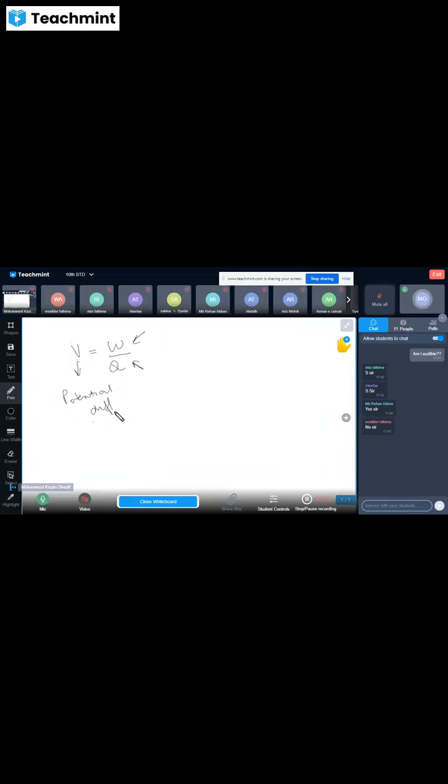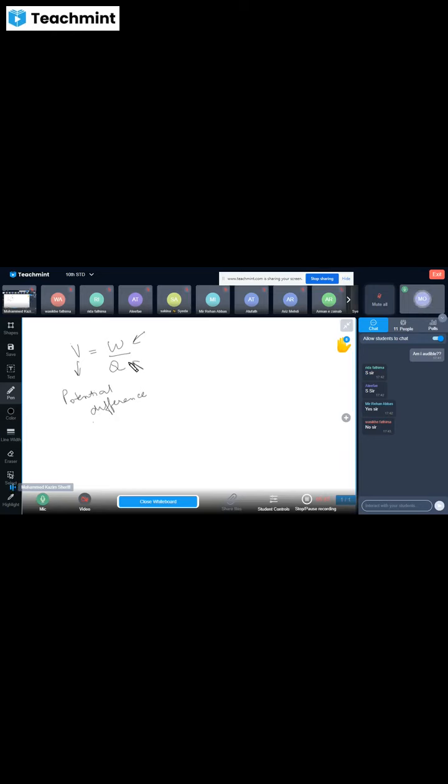Potential difference across a conductor is the work done to move charge from one end to the other end. Now, a conductor can be anything: a wire, a bulb, a tube light.